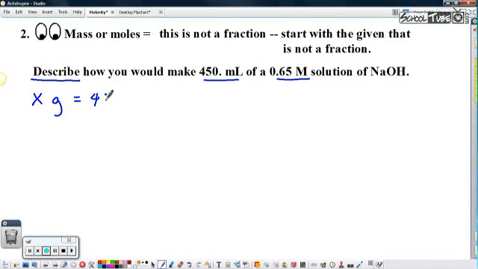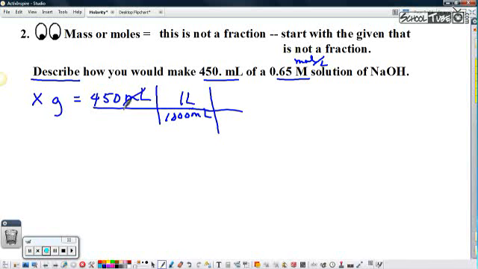So 450 milliliters. Now that molarity is moles per liter. What do I have to do to milliliters so I can use my molarity? Change it to liters. 1,000 milliliters, 1 liter.